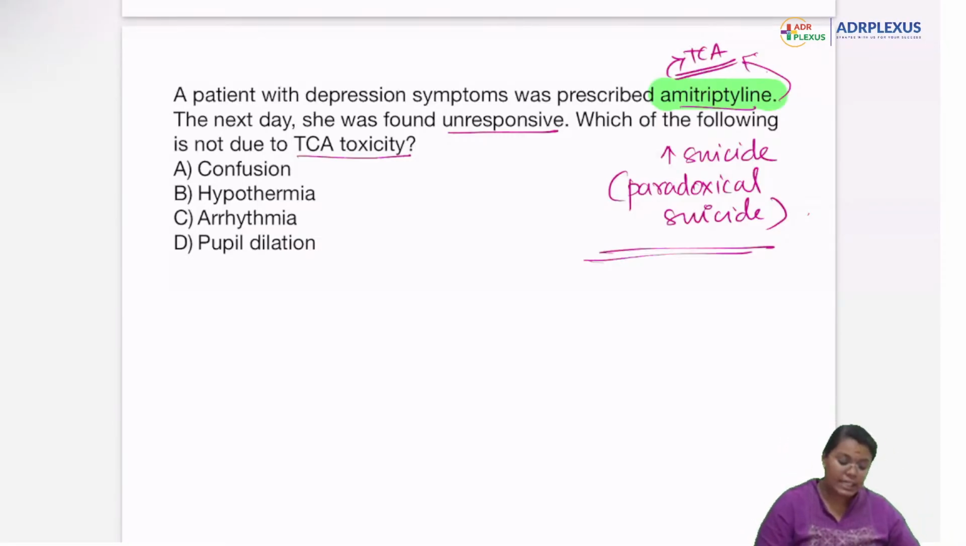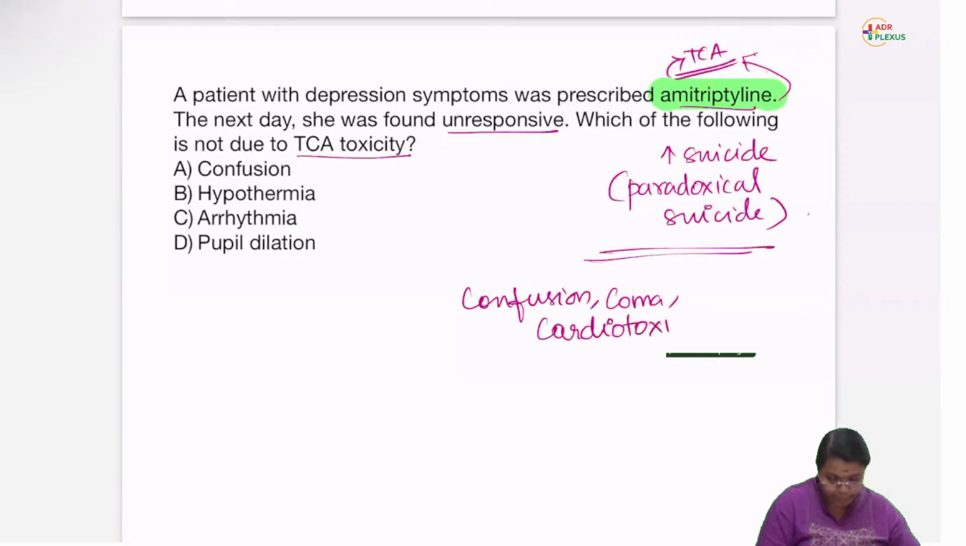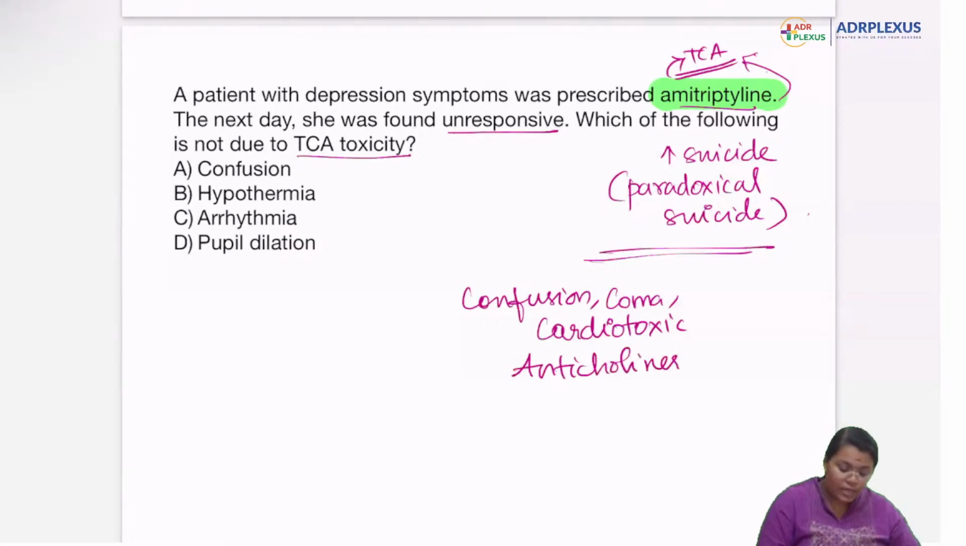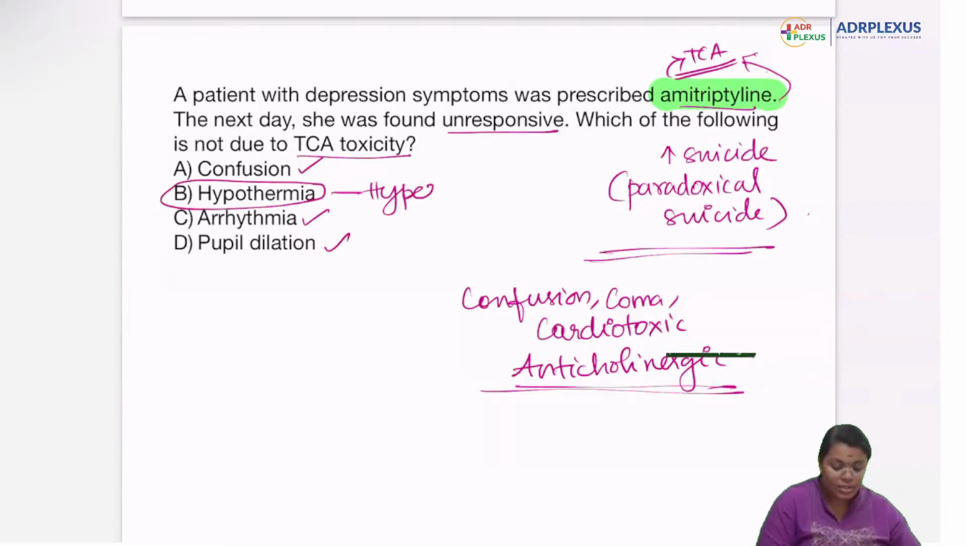Right. So what happens if a person given amitriptyline takes 10 or 20 tablets? There is TCA toxicity. In TCA toxicity, there is confusion, coma, cardiotoxic effects, and anticholinergic effects. So confusion is there, arrhythmia is there, and with anticholinergic effects pupillary dilation should be there. It is not hypothermia, but hyperthermia that is usually present. Hence the answer is B.